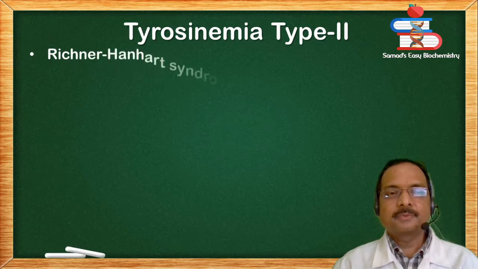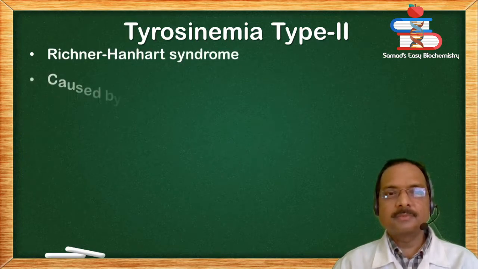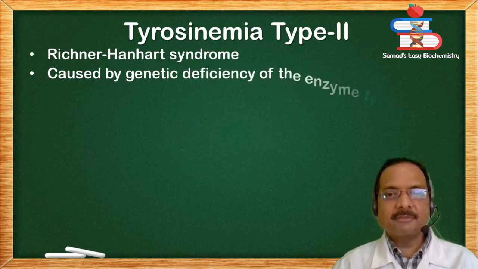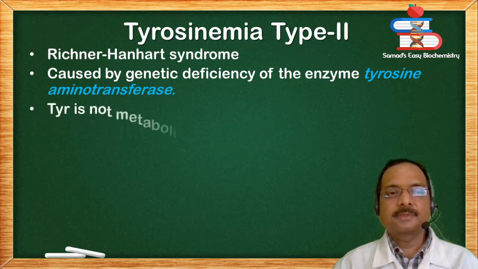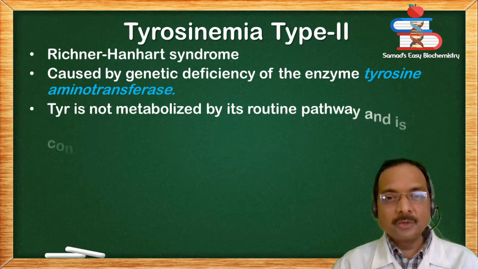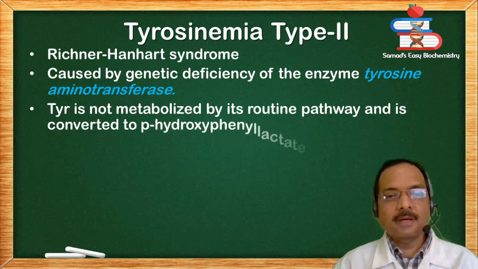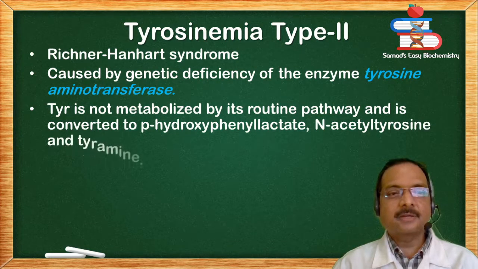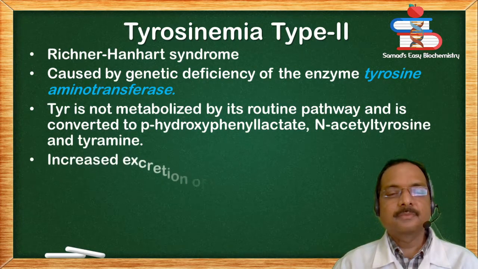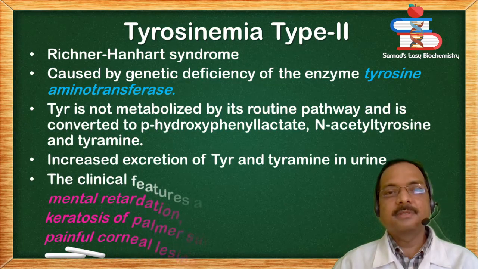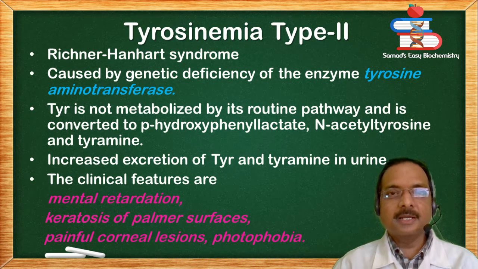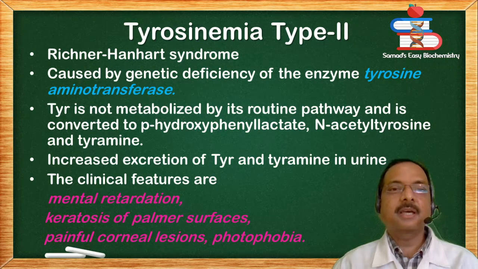Tyrosinemia type 2 or Richner-Hanhart syndrome. It is caused by genetic deficiency of the enzyme tyrosine aminotransferase. So tyrosine is not metabolized by its routine pathway and is converted to para-hydroxyphenyl lactate, N-acetyltyrosine, and tyramine. Increased excretion of tyrosine and tyramine in urine is observed. The clinical features are mental retardation, keratosis of palmar surfaces, painful corneal lesions, and photophobia.